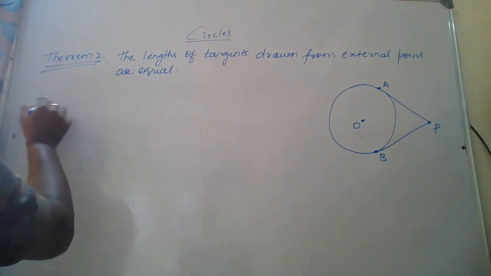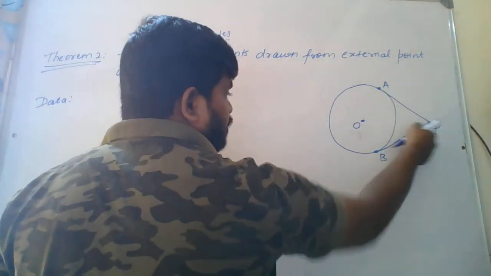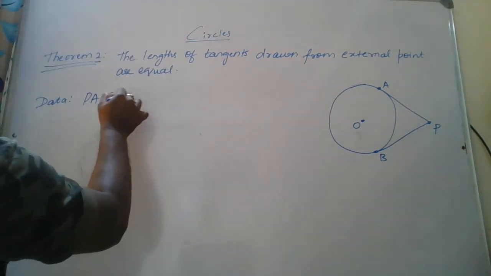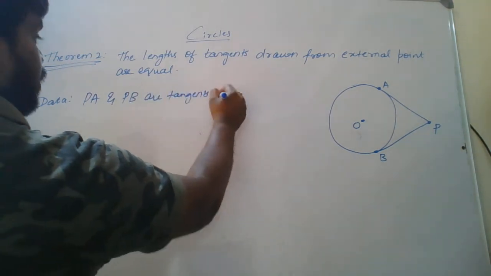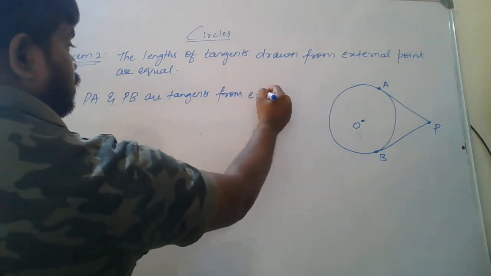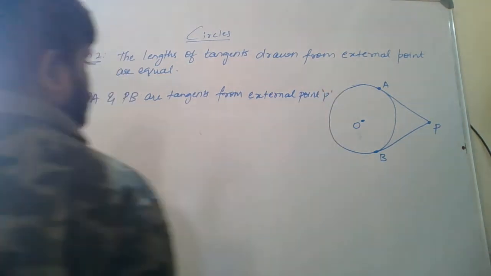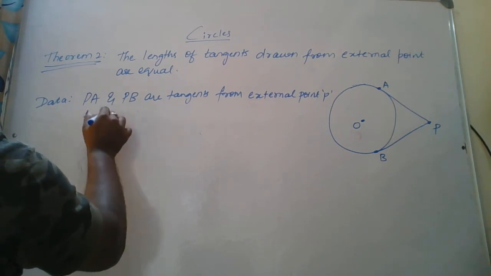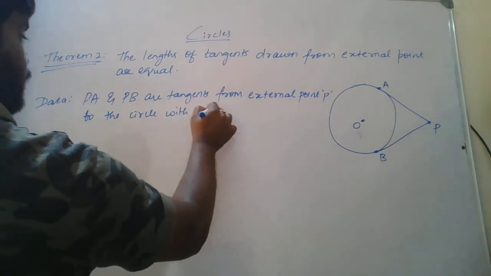So let's write the data. We have a circle with center O. P is a point outside the circle. What are PA and PB? They are tangents, isn't it? So PA and PB are tangents from external point P. These are tangents drawn from P to the circle with center O.